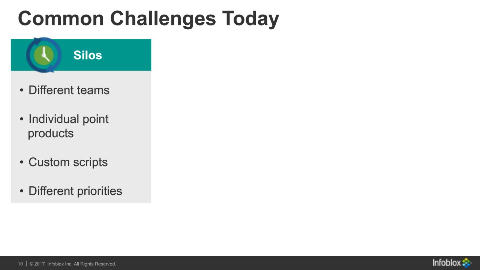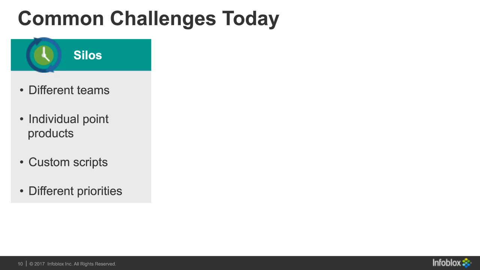First of all, typically there's silos. I have different teams. My networking team might own DNS and IP addressing. My application or cloud team or my VMware team might handle the virtual components, whether it's a VM or NSX. In addition, I have different point products. I have different processes along the way. Maybe I've built some of those custom scripts as a way to try to integrate these two things together, and also different priorities.